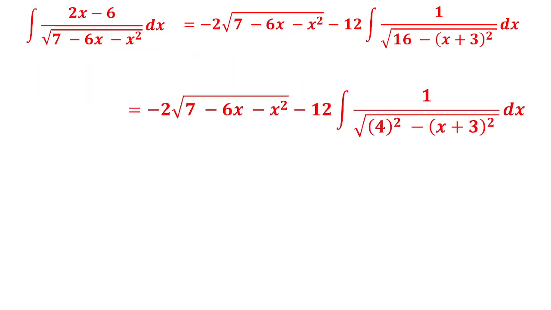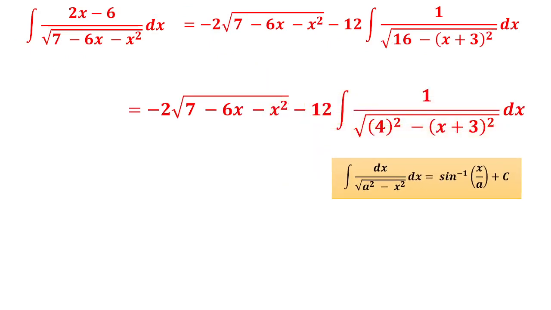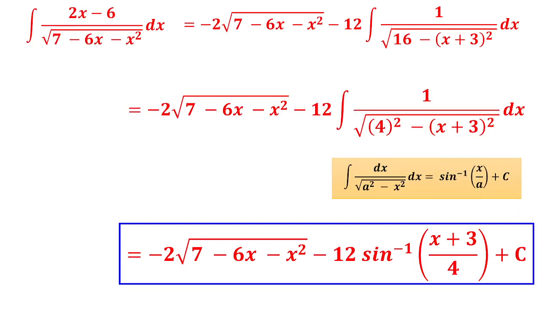We are applying the formula for the integral of 1 by square root of a square minus x square, which is sin inverse x by a. Therefore it is sin inverse of (x plus 3) by 4 plus c.